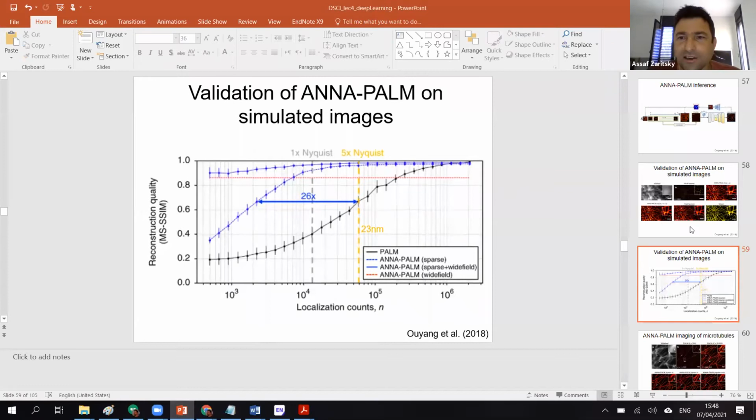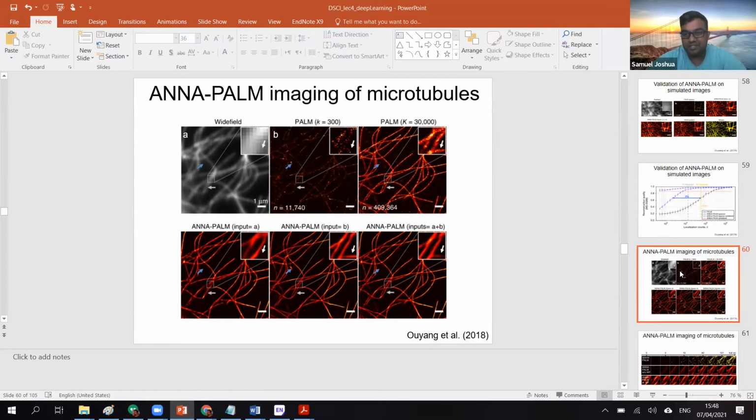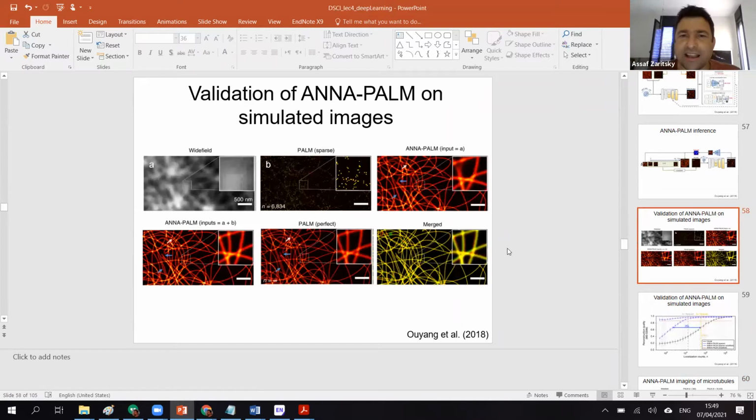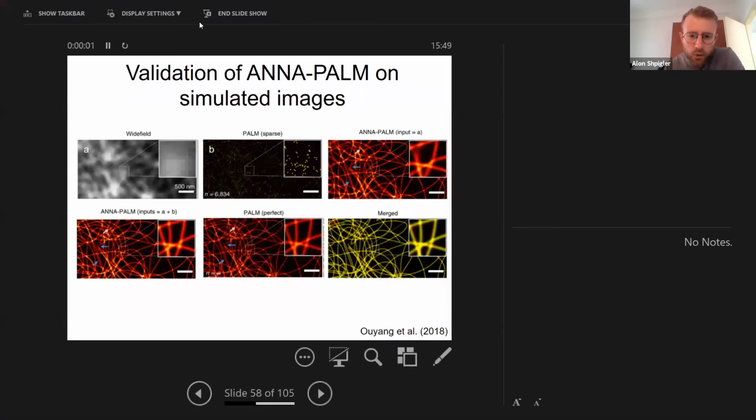Asaf, I think what Leon asked was, they look like microtubes, right? If I'm not wrong, the objects are microtubules, yeah. But I think Leon asked about the technique. What is PALM? Anyway, now you have answered both.